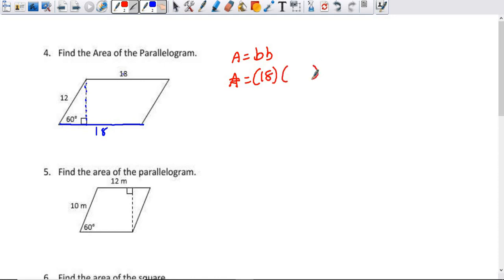The problem is we don't know what the height is right now. So we're going to put an X right there, and you notice we have an angle, a number there and an X there, and a right triangle. So we're actually going to use SOHCAHTOA to solve for it.